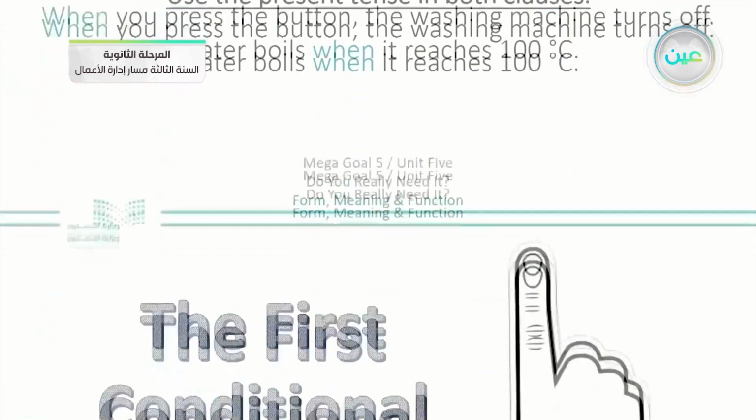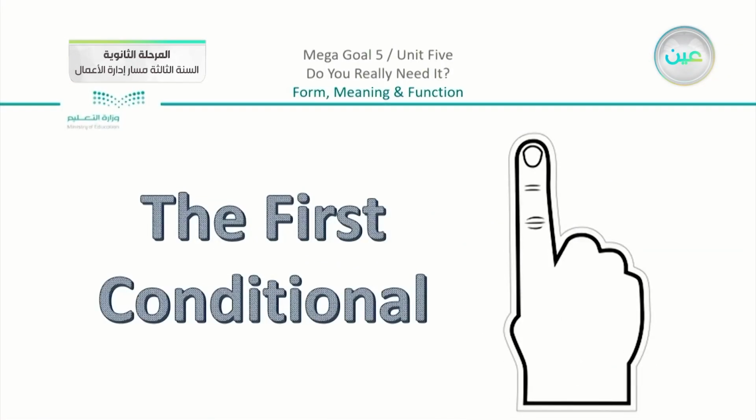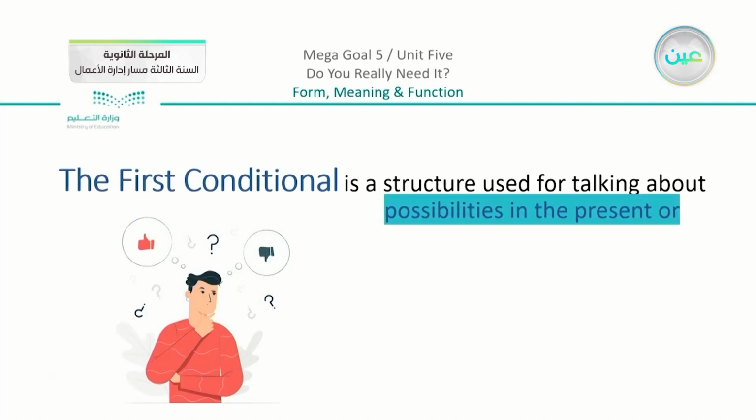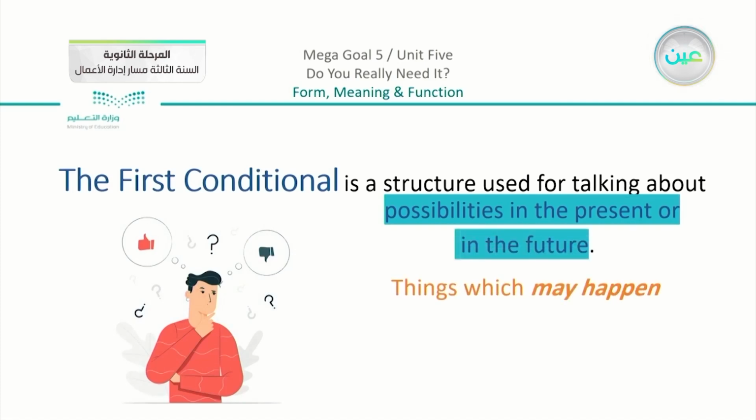Now moving on, we have the second type. We talked about the zero conditional, and you can see here that we have the first conditional. Now the first conditional is a structure used for talking about possibilities in the present or in the future. So we can give this possibility in the present, or it can be concerning something in the future.